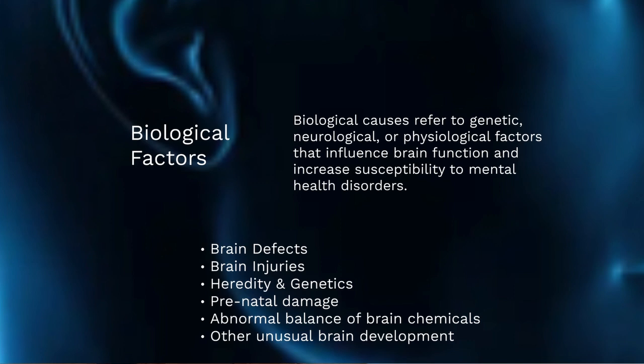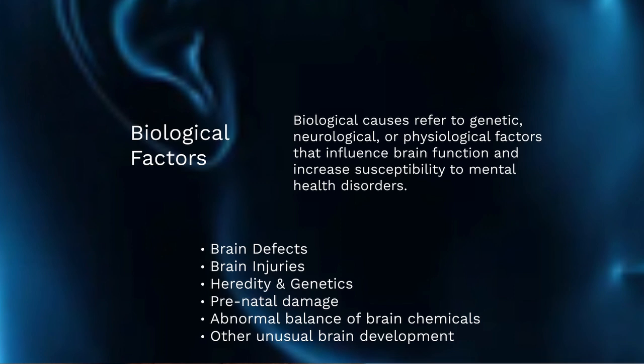So then the next piece in this stew is biological factors. What we're talking about as far as biological causes of mental health issues could refer to genetic makeup, your neurological makeup, so how your brain chemistry is working, the way that your axons and synapses are firing off, the chemical pieces of that, physiological factors that influence brain function. And all of these things can increase susceptibility to mental health disorders.